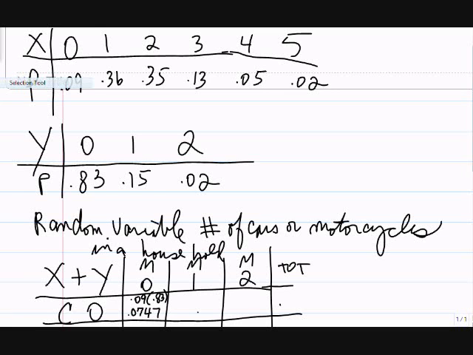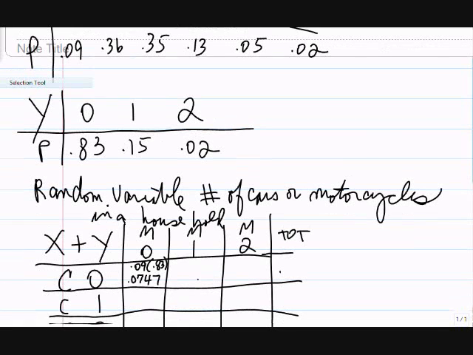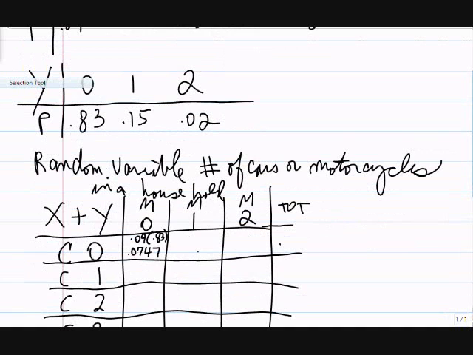So, does everybody understand how I got the first one? I multiplied zero motorcycles times 0 cars and got 0.0747. You'll add up the row. All right, so you're giving me row 1. All right, call it out.